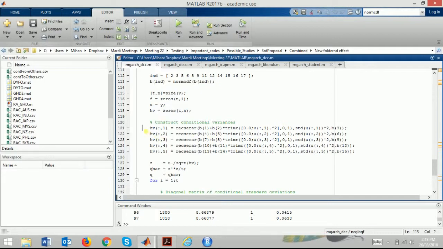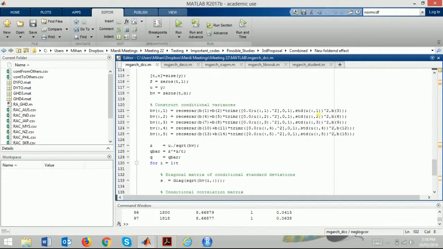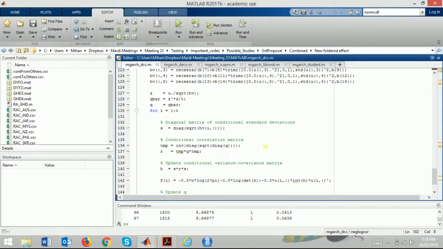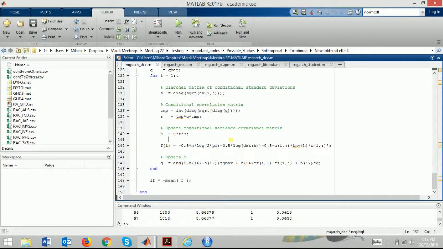Then we construct conditional variances. This is the construction of conditional variance. With the previously same equation, we find the conditional correlation, the diagonal matrix, and then we update SRS. This is the actual equation that we had, based on function Q and the log function.